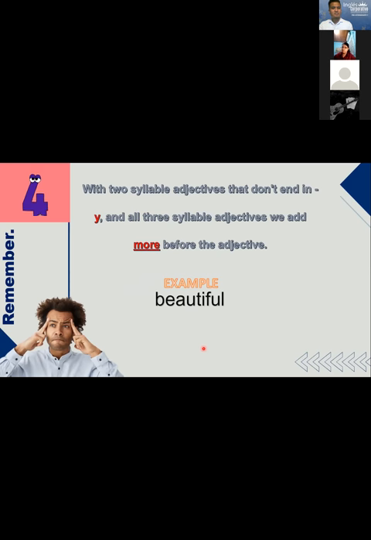Three. Who said three? More beautiful, or five? Five, who said five? How many syllables do you think that adjective has? ¿Cuántas sílabas tiene? Five syllables. Luis Enrique said five. Rufino said three. So let me see, Rufino, why do you think it is three? And then Luis, you're going to tell me why you think it is five.